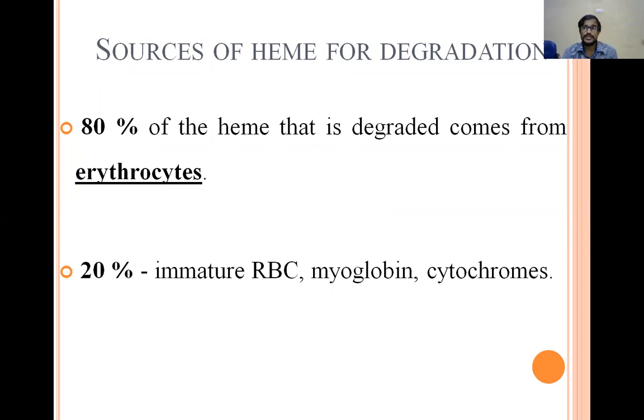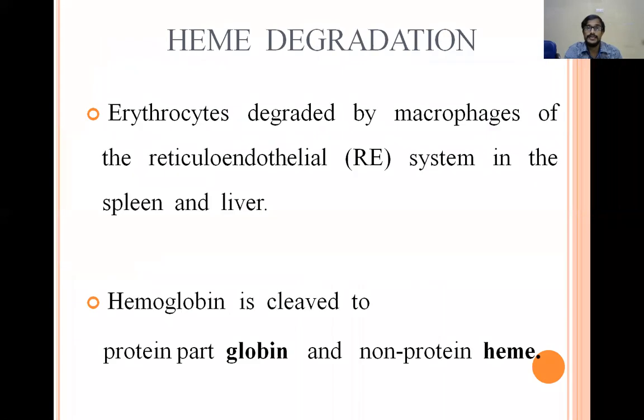And when these erythrocytes are degraded, we know that RBCs are degraded approximately in 120 days. And these are degraded by the reticuloendothelial system. That means erythrocytes are degraded by macrophages of the reticuloendothelial system, which includes spleen and liver. And the RBC is lysed, and the hemoglobin is cleaved into the protein part globin and the non-protein part heme.